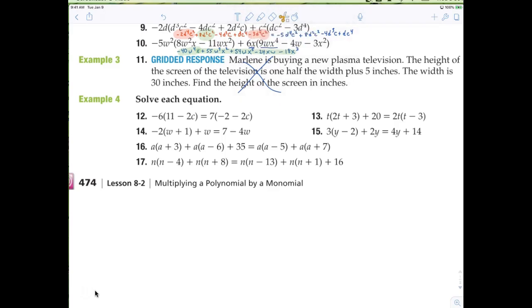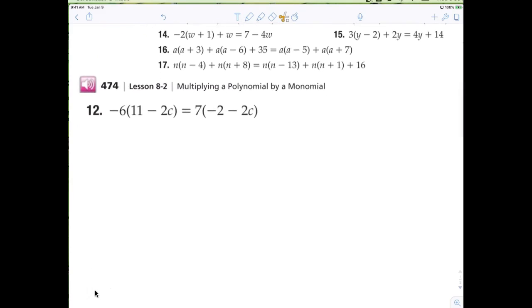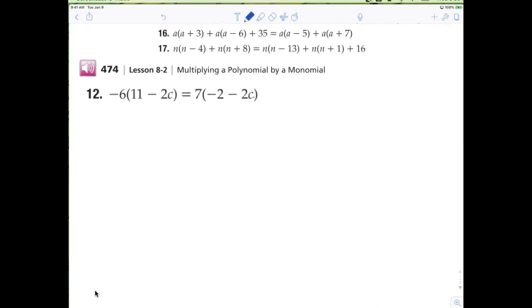All right, so I'm going to pull this question number 12 down. I don't really think it's that hard for us. All right. This should be fairly easy. Now it's an equation, which means we're solving.